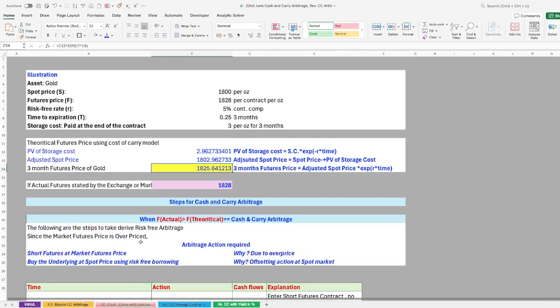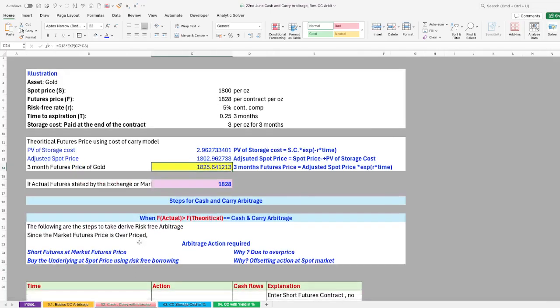Let's take a slight model, the cost of carry model, with a fixed storage cost paid at the end. Assume the price of gold is $1,800 per ounce in the spot market. The 3-month futures price is given as 1,828. Now, assume a 5% continuously compounded risk-free rate.